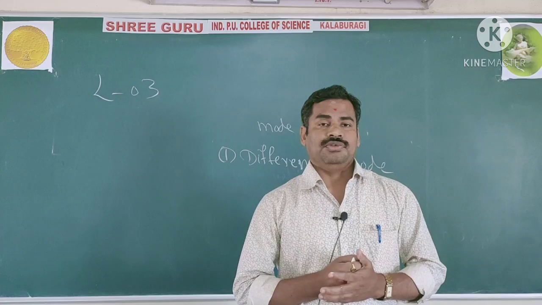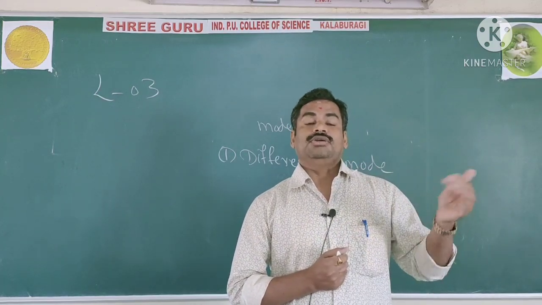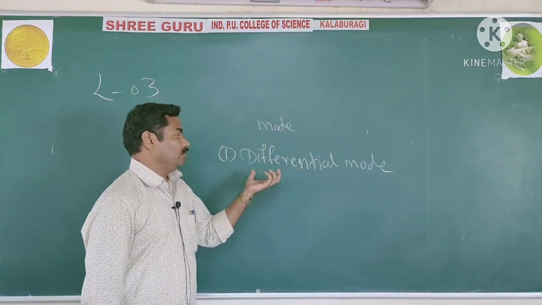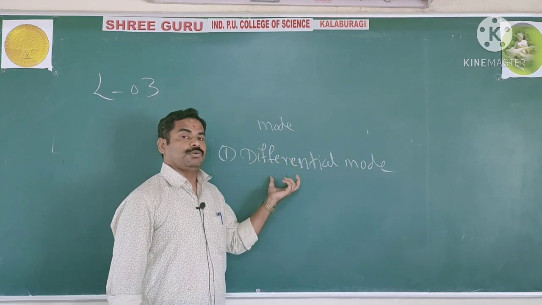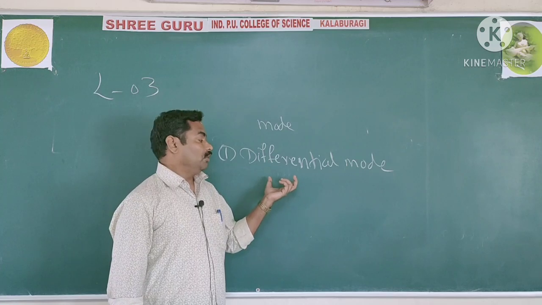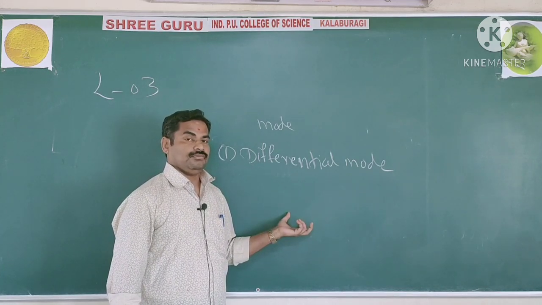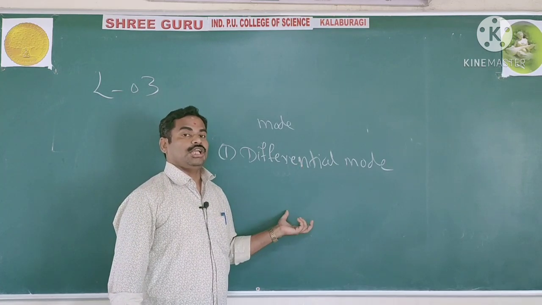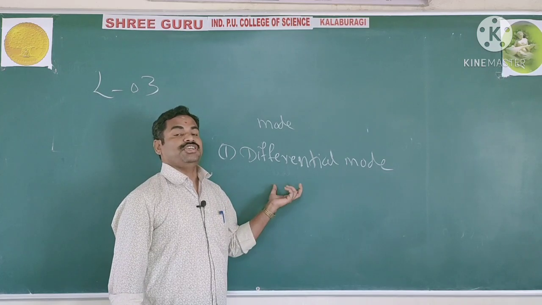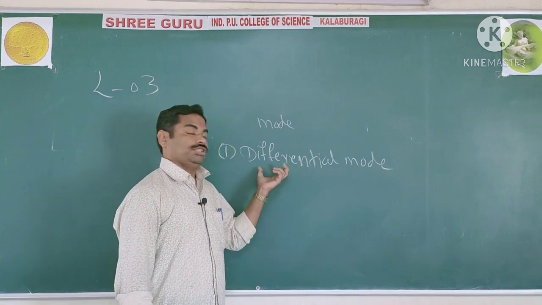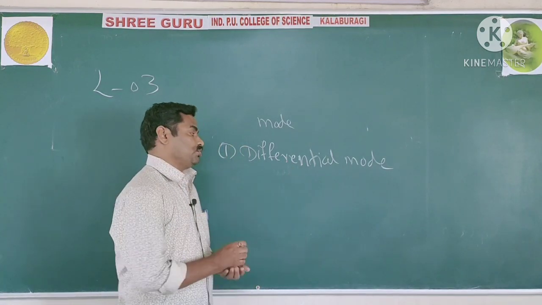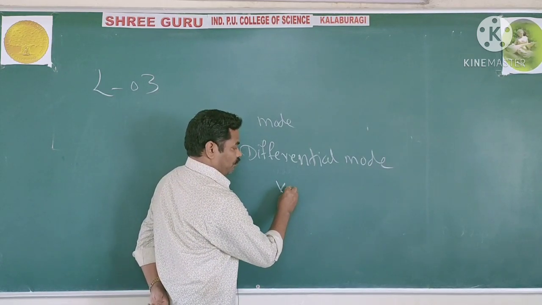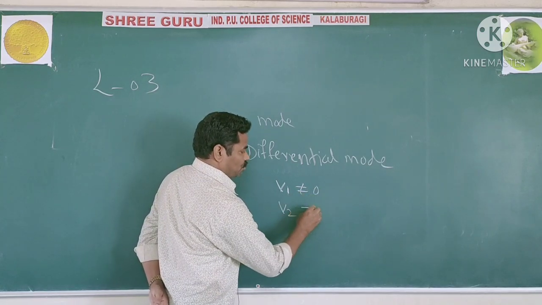In the differential mode, we are applying the inputs V1 and V2, and they are different. In the differential mode of operation, the inputs are not equal, and also not in the same phase. You are applying different amplitudes of the input voltages. It means in the differential mode of operation, V1 is not equal to 0 and V2 is not equal to 0.